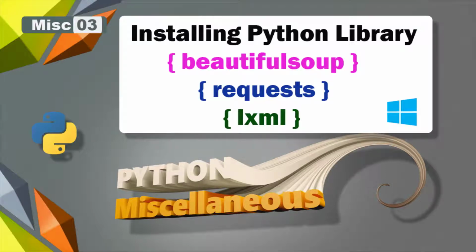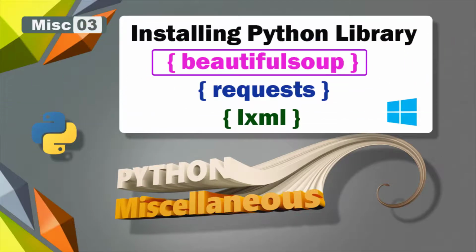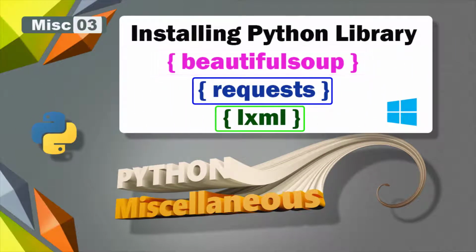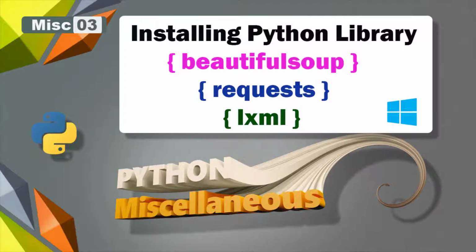In this video, you will learn to install Python packages or libraries that are required for web scraping with Python. You will see the simplest method to install beautifulsoup, requests and LXML libraries in your system. These are the important libraries for web scraping using Python. Although there are plenty of Python packages available for web scraping, we are going to focus on installing these three libraries. So let's get started.